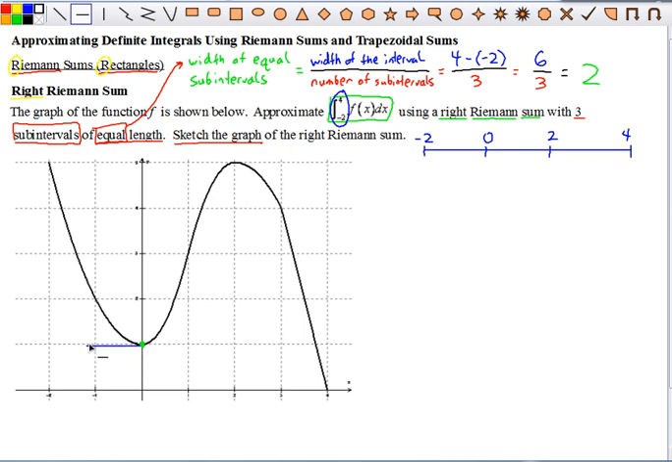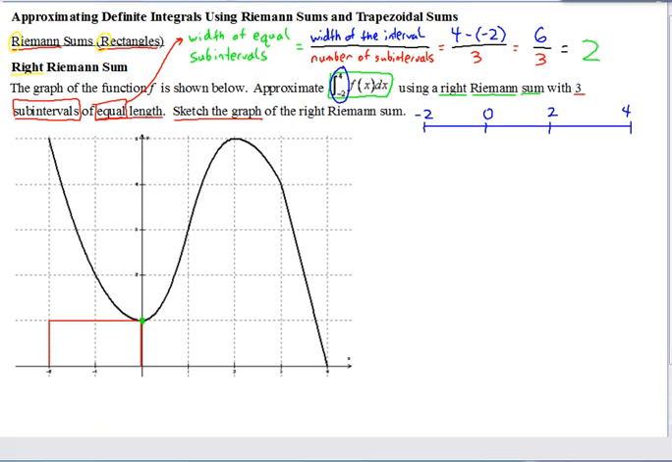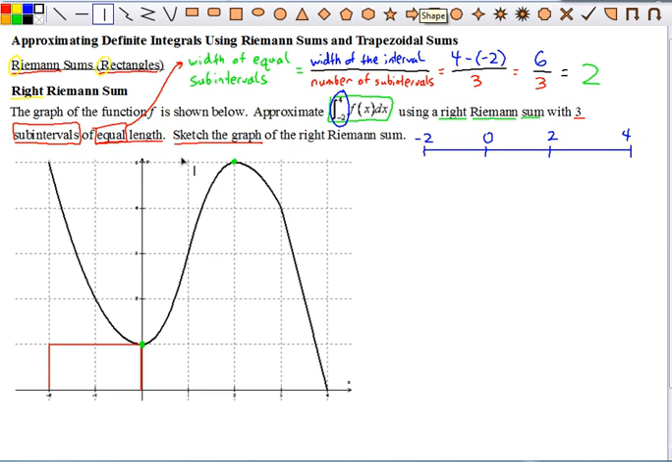I'll choose a bright color, so it shows up better. Right in there. So that's going to be our first rectangle. Then the next subinterval is from 0 to 2. The right endpoint on that subinterval is 2, so look where the function is at 2 right here, and use that to figure out the height of the rectangle on that subinterval from 0 to 2.